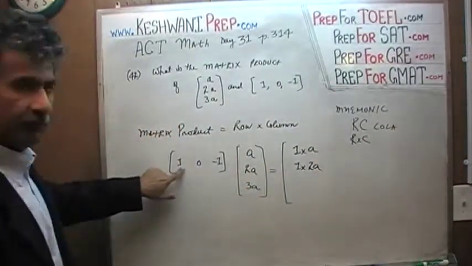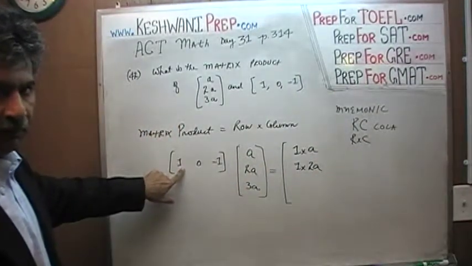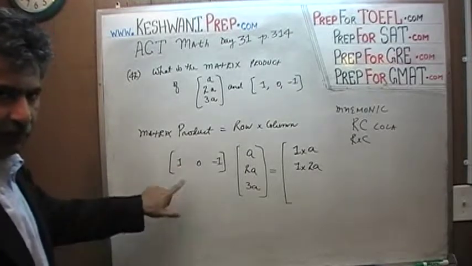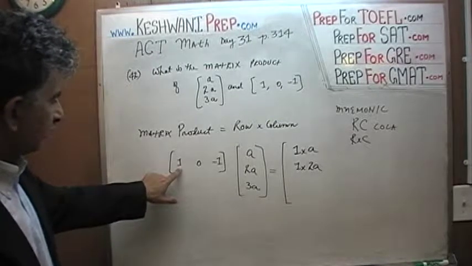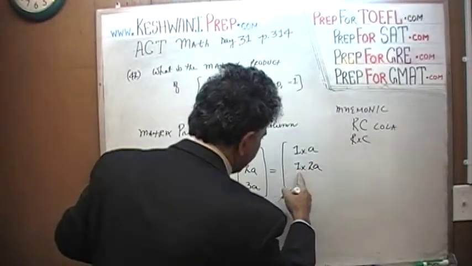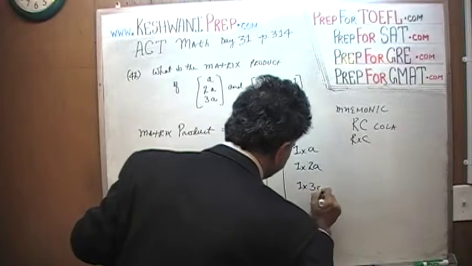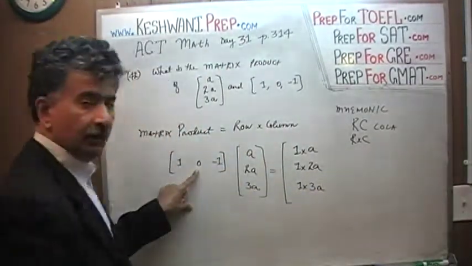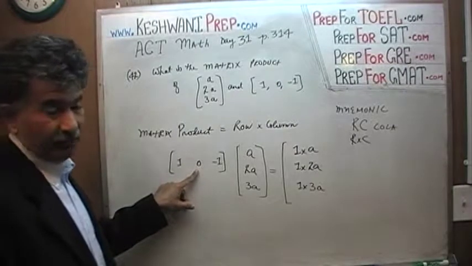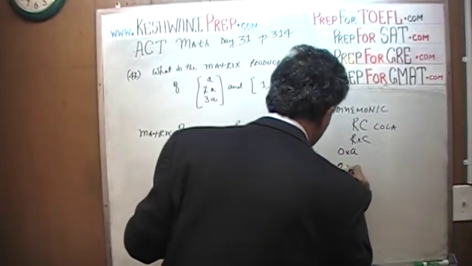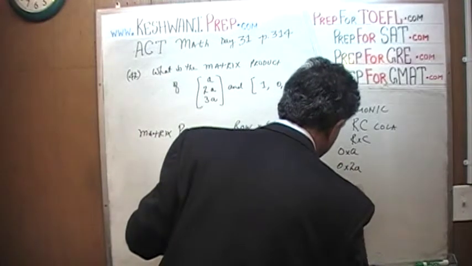So you take the first guy from the first row here. There's only one row here, but if we had more rows, we would have repeated the same procedure. So it's 1 times this entire column: 1 times A, 1 times 2A, 1 times 3A. That's it, we're done with 1. Now we do the 0 times this entire column. And of course 0 times anything is 0, but I'm going to write it anyway. So it's 0 times A, 0 times 2A, 0 times 3A.